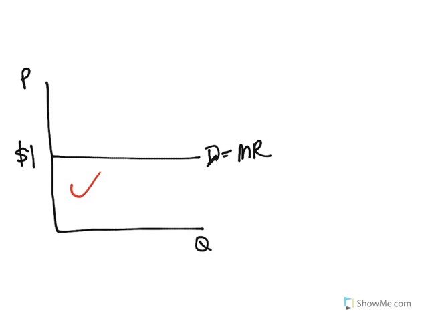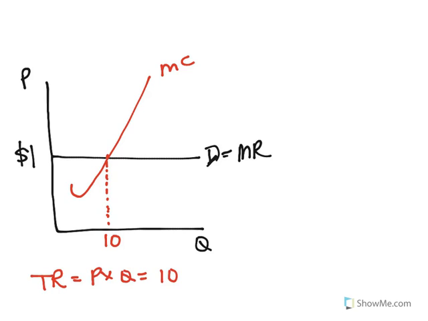We need our marginal cost curve so that we'll know how much the firm should produce. So let's say that that is 10 units of output. So again, we can calculate here that total revenue equals price times quantity equals 10. So we have total revenue of $10 at this point.